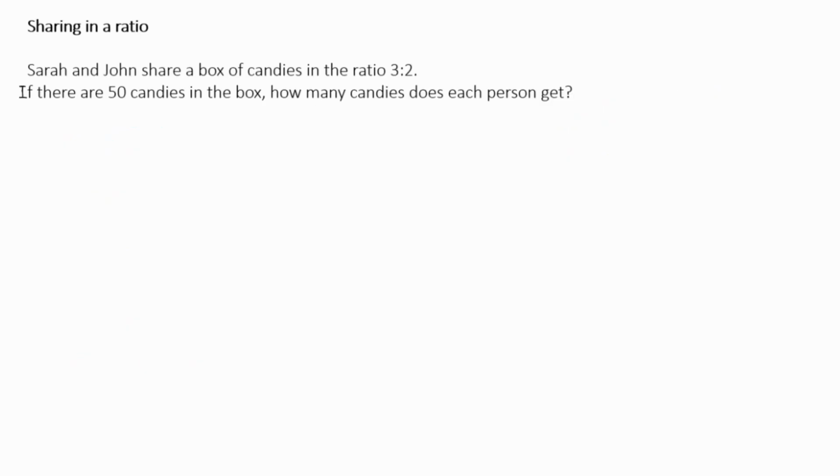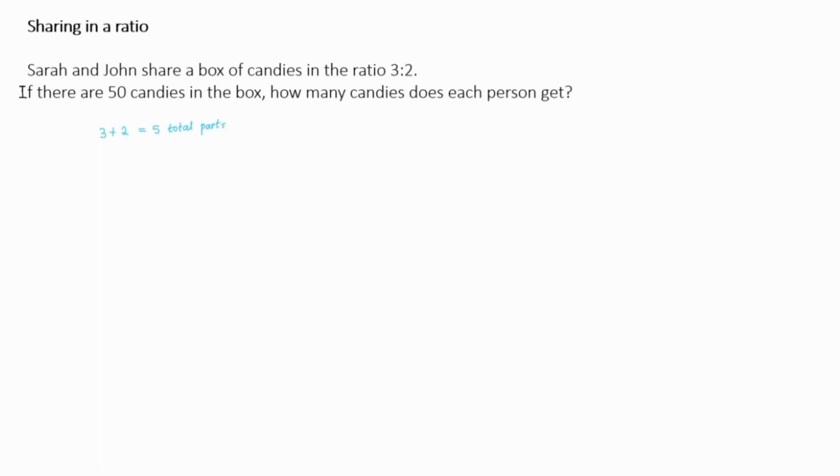Here we've got a worded problem that says Sarah and John share a box of candies in the ratio 3 to 2. If there are 50 candies in the box, how many candies does each person get? So first, we are going to have to add our 3 and 2 in order to find the total parts that the 50 candies are being shared into. 3 plus 2 is 5, which means we have 5 total parts in which we are sharing the candies.